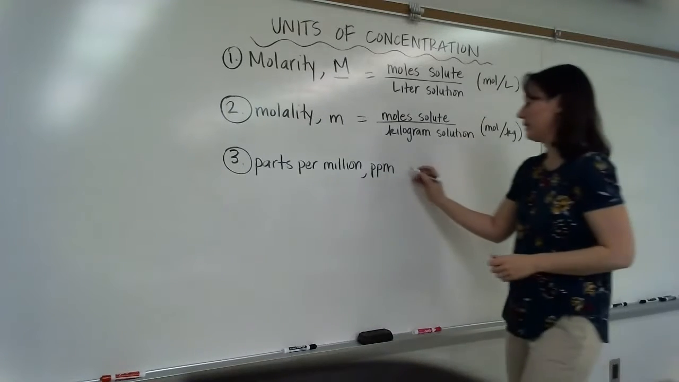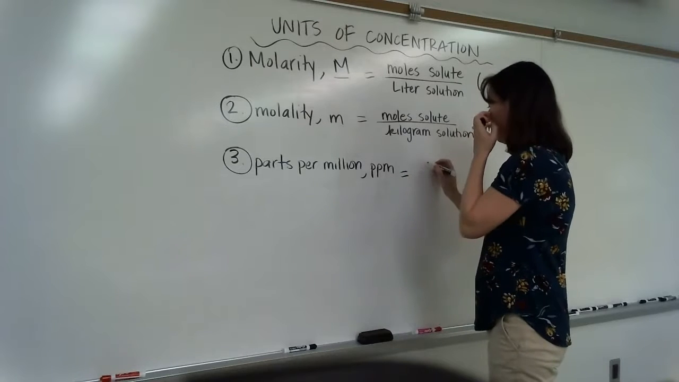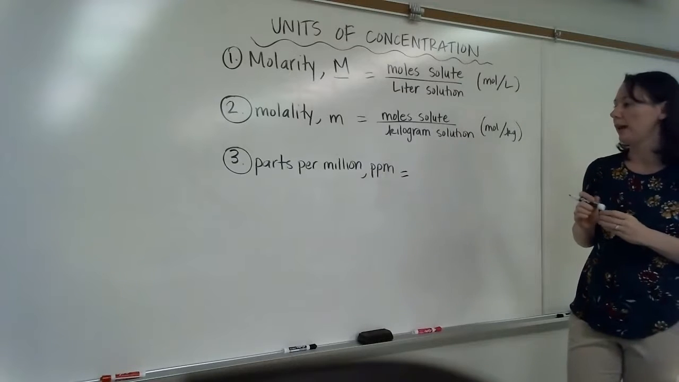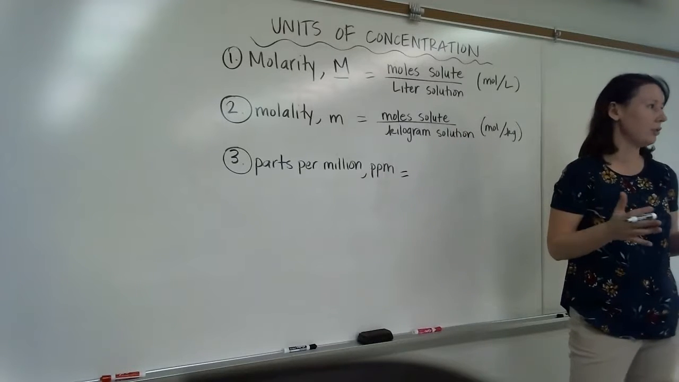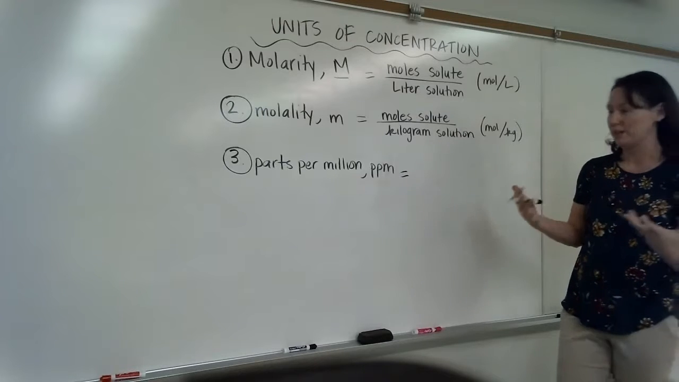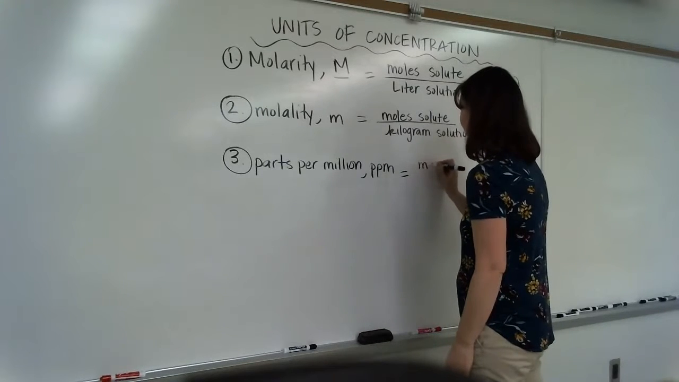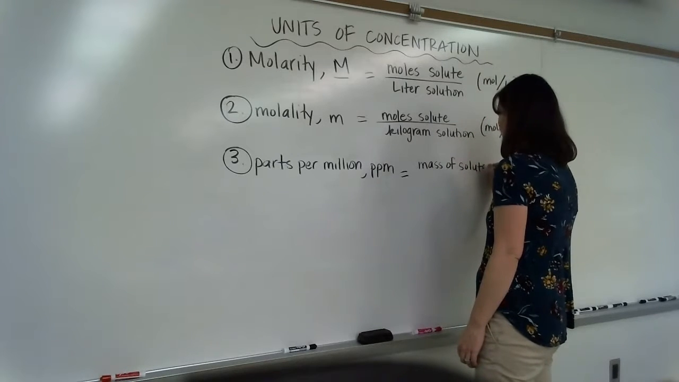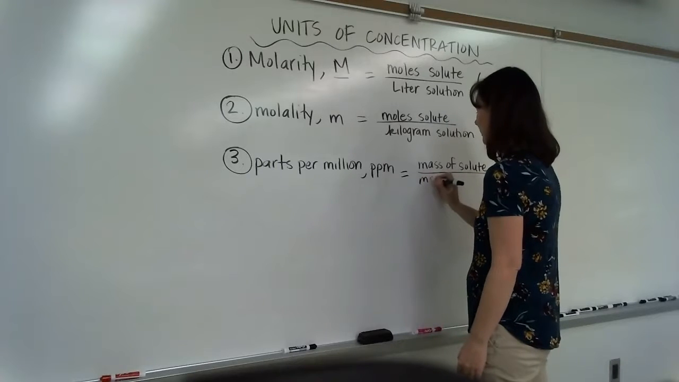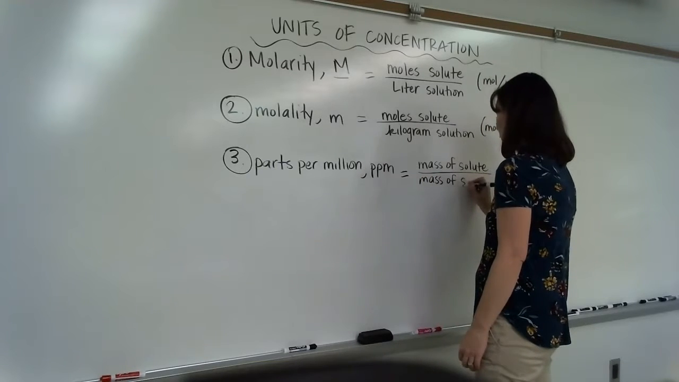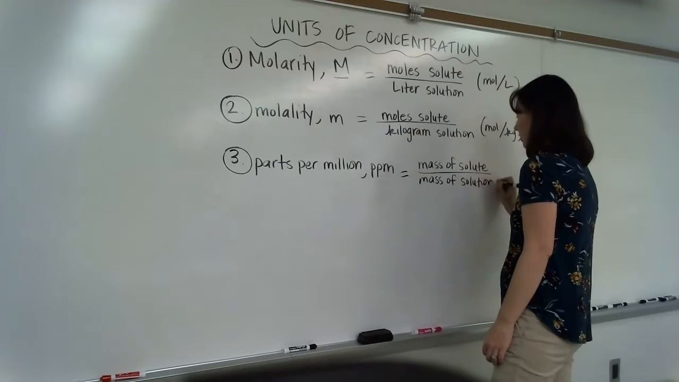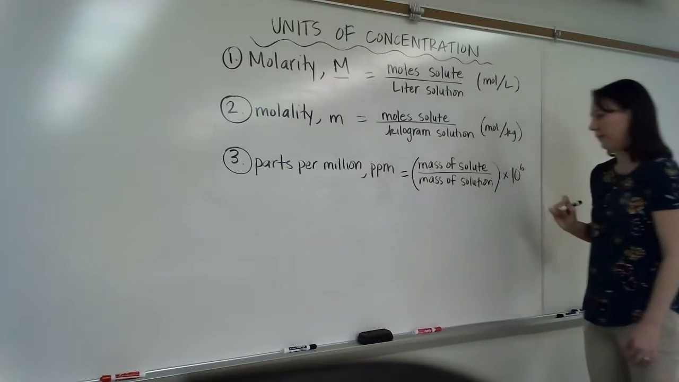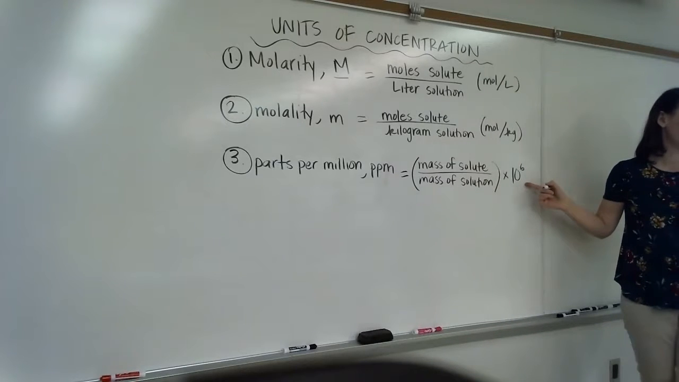Okay, so now the units here really don't matter so long as they're the same. You could have it in grams, milligrams, or kilograms, just as long as they're the same units. So it is the mass of solute over the mass of solution. You take that number and then multiply it by 10 to the 6th. 10 to the 6th is the same thing as a million, right?